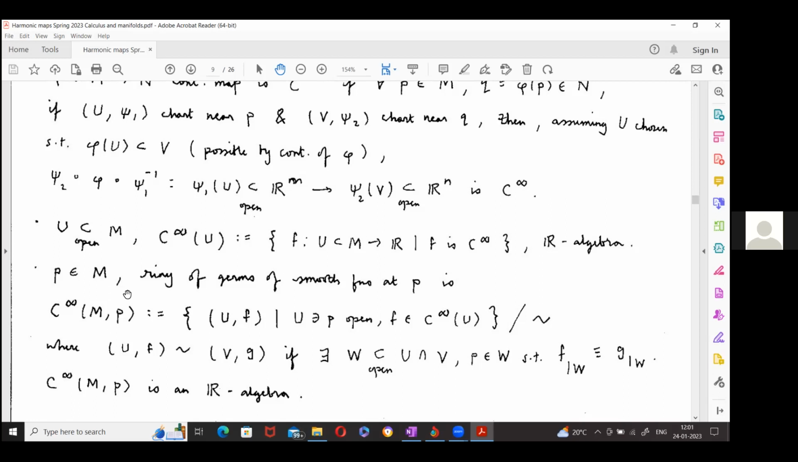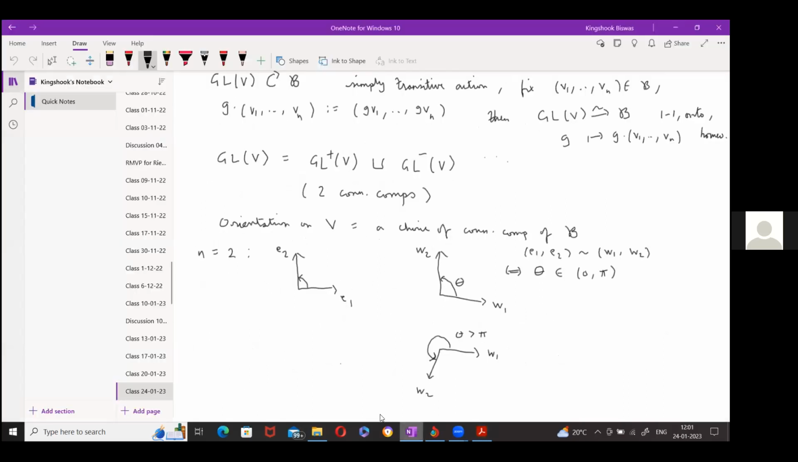And what I want to talk about, which may or may not be familiar to all of you, is the definition of the tangent space at a point of a manifold. Let me just explain this a little bit before getting to the definition.